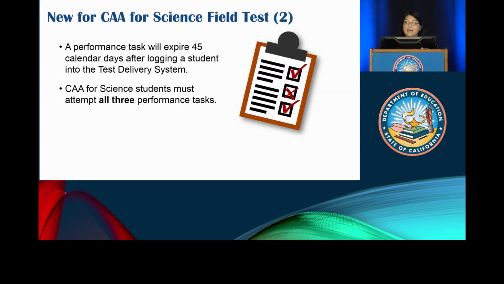A performance task will expire 45 calendar days after logging a student into the test delivery system, so keep that in mind. Students must attempt all 3 tasks in order to receive that preliminary indicator.